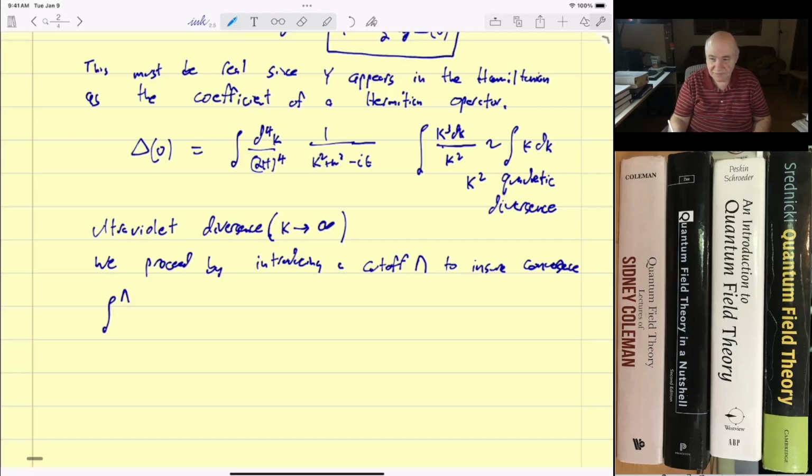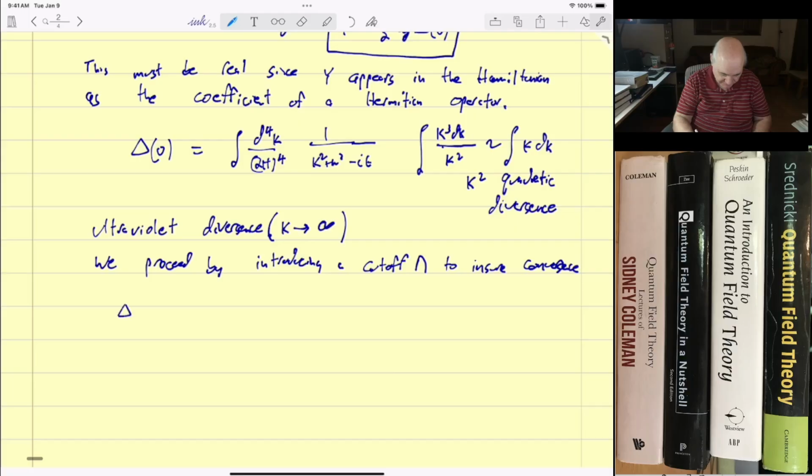Because in one reference frame, lambda could be very big, and in another reference frame, we could boost so that lambda is small. So that doesn't work. And what we need to really do is to do something like the following.